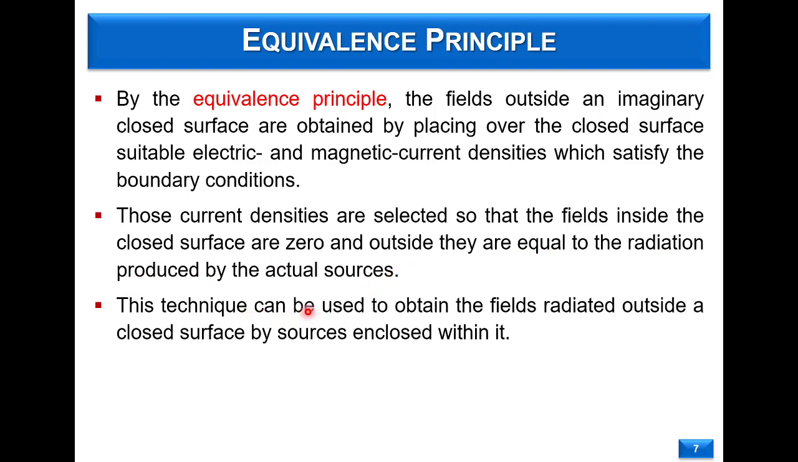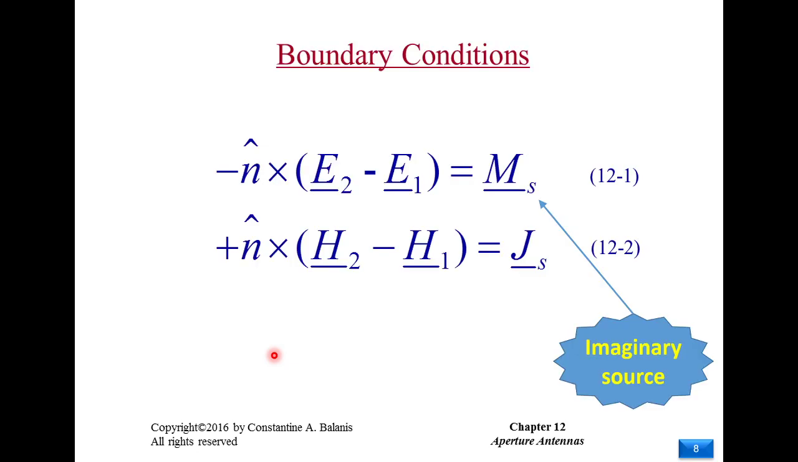And this technique can be used to obtain the fields radiated outside a closed surface by sources enclosed within it. So here, the boundary conditions that we are talking about: N is the normal to the surface, out of the volume. So this is going out of the volume. E2 is the field at the outer side of the volume. E1 is the field on the inner side of the volume.